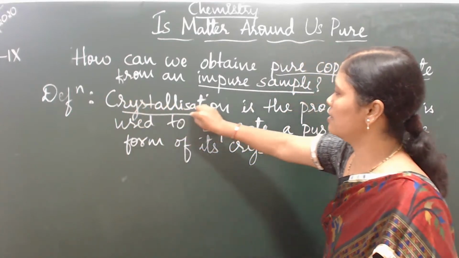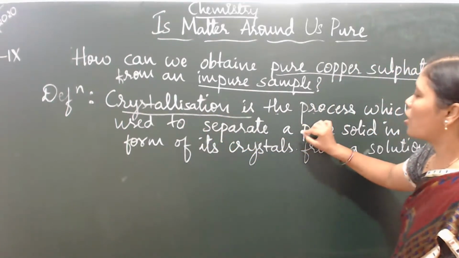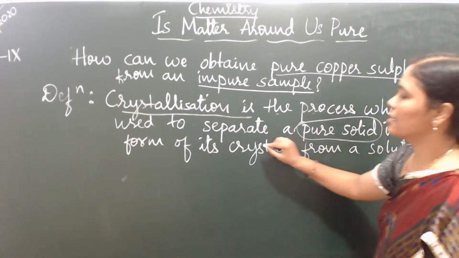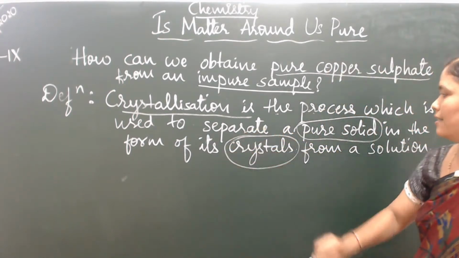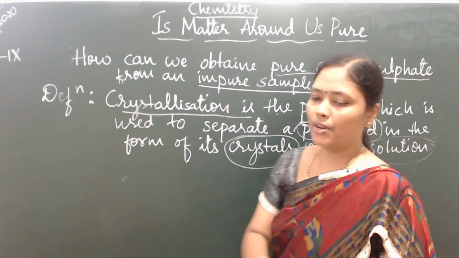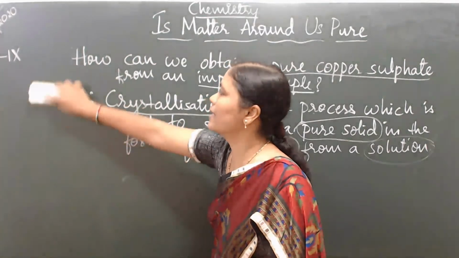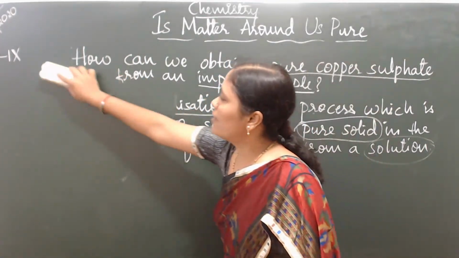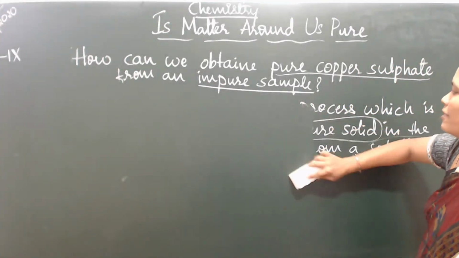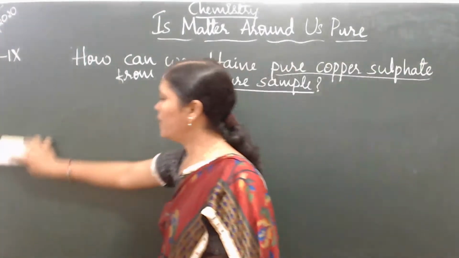What is the crystallization method? Crystallization is a process used to separate a pure solid in a crystalline state from an impure sample or from a solution. Let us learn this process with the help of an activity. Here we have taken an impure sample from which we have to separate pure copper sulfate.